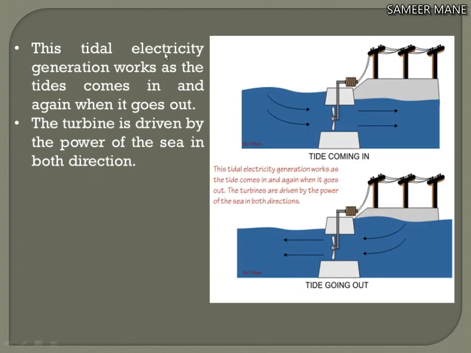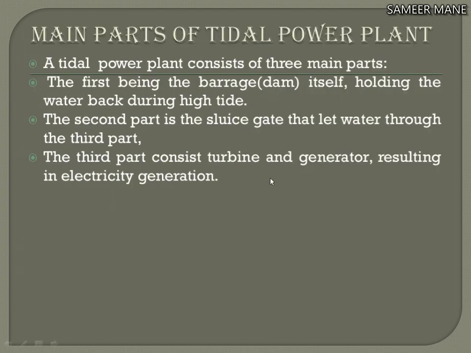This tidal electricity generation works as the tide comes in and again when it goes out. The turbine is driven by the power of the sea in both directions. What happens in this? The water moves from the sea to the tidal basin, the turbine is rotated and we get power. Same, water from the tidal basin moves towards the sea, the turbine is also rotated and we get power generation. Let's see the main parts of the tidal power plant.